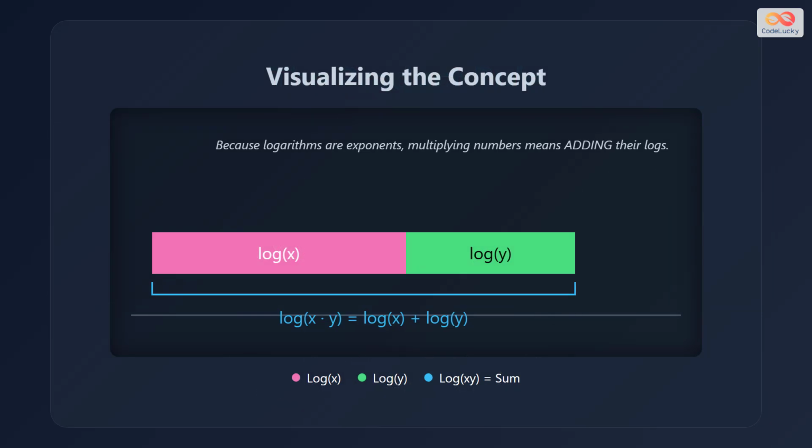Let's visualize why this makes sense. Since logarithms represent exponents, think of them as lengths. If multiplying the base numbers corresponds to adding their exponents, then the log of x plus the log of y gives us the total length for the log of x times y. We are literally adding the powers together.